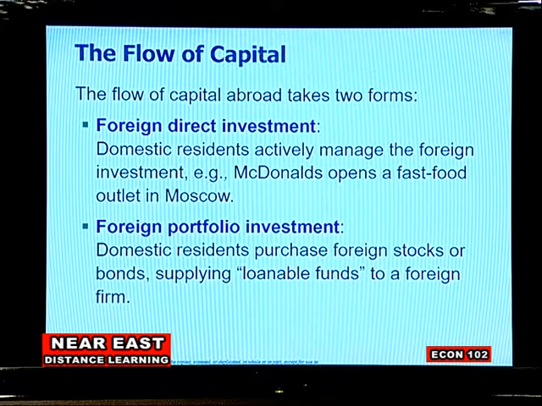Another form is foreign portfolio investment. Foreign portfolio investment occurs when the locals purchase stocks and loanable funds of other foreign firms, like bonds. When I purchase bonds in the United States, bonds in China, and such kinds of things, they are called foreign portfolio investment.